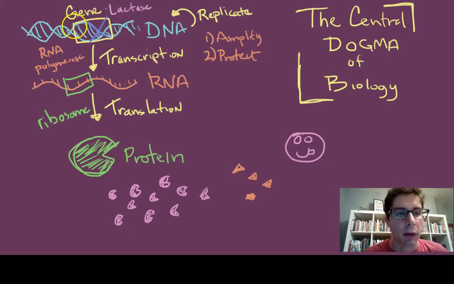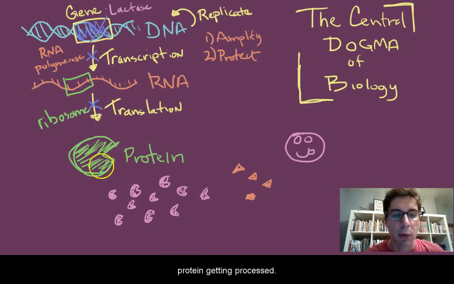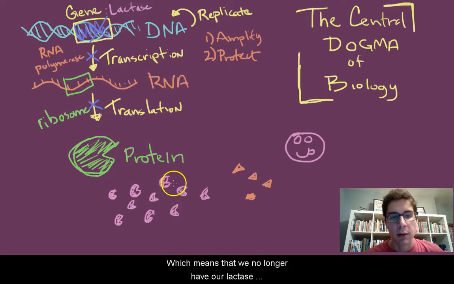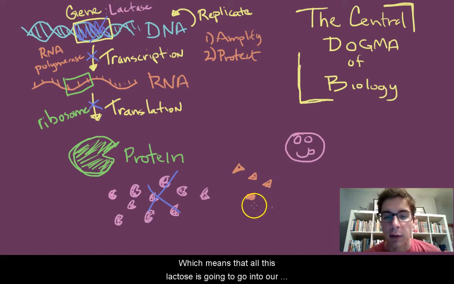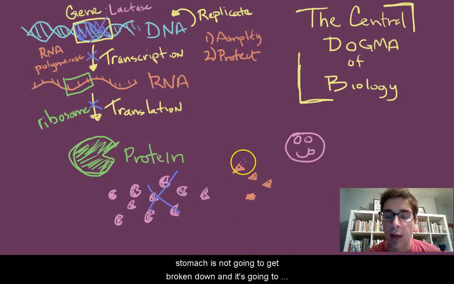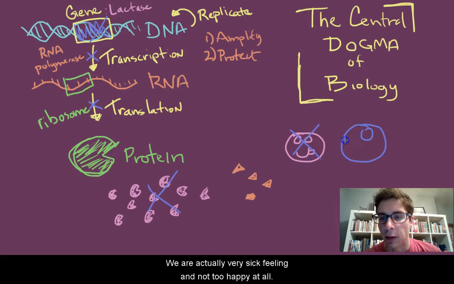Okay, so it gets turned off and it's no longer getting processed, which means that our RNA is no longer going to get processed, which means that we're no longer going to have a protein getting processed, which means that we no longer have our lactase enzymes coming in to break up that lactose sugar, which means that all this lactose is going to go into our stomach. It's not going to get broken down, and it's going to cause us a lot of gastrointestinal stress, which means that we are not happy campers. We are actually very sick feeling and not too happy at all.